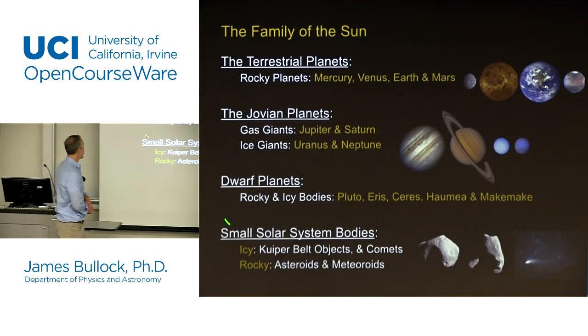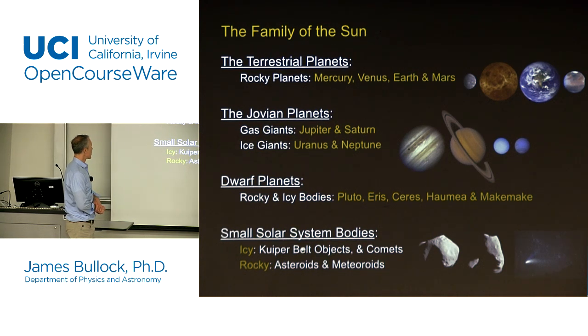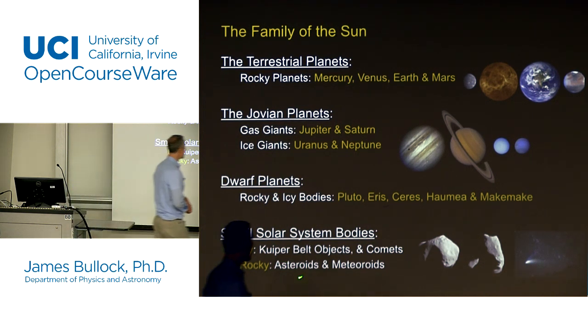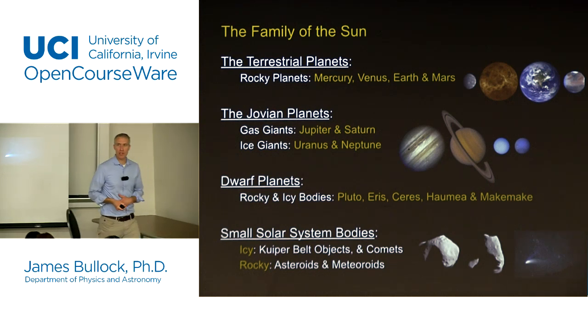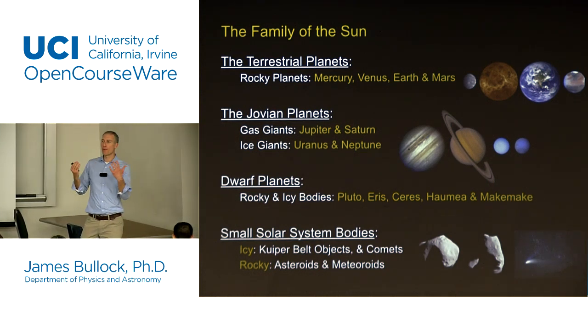Finally, there are other things that aren't even big enough to be classified as dwarf planets, and generally you just call them small solar system bodies. These are the icy Kuiper belt objects and comets we talked a bit about last time, and then those rocky asteroids that we see in the asteroid belt and other places. So there's all kinds of stuff orbiting around the Sun.